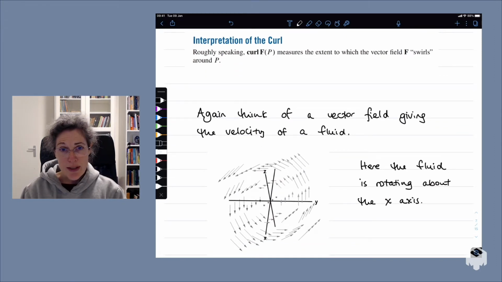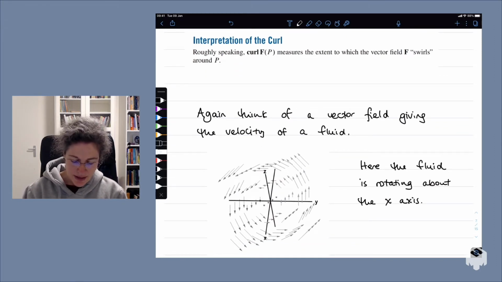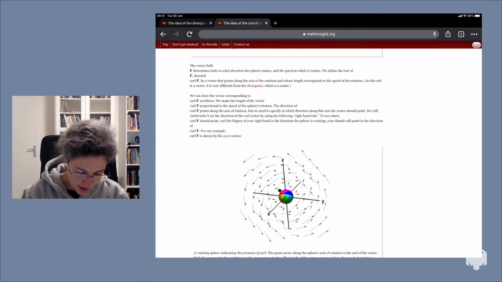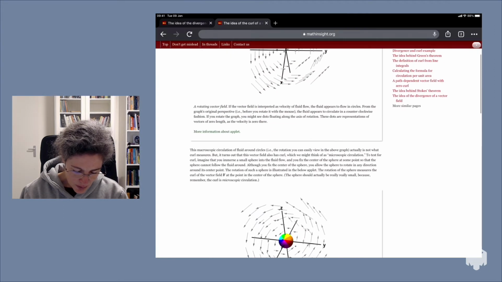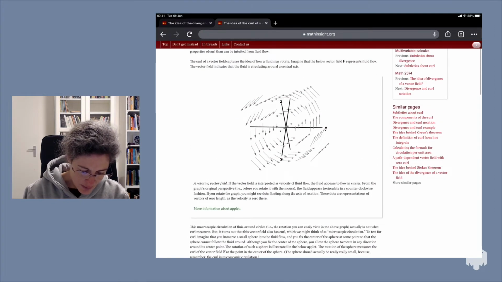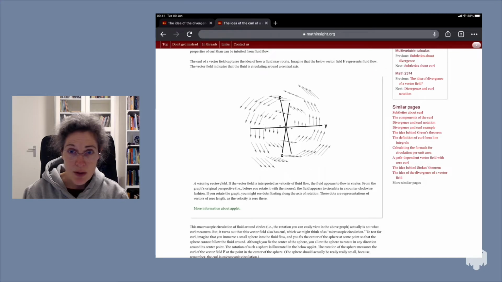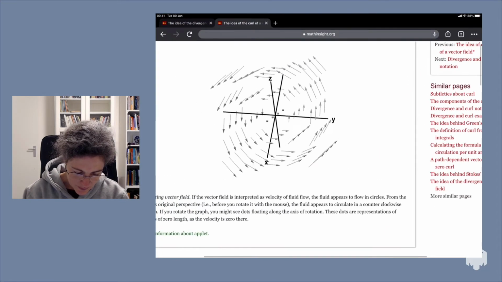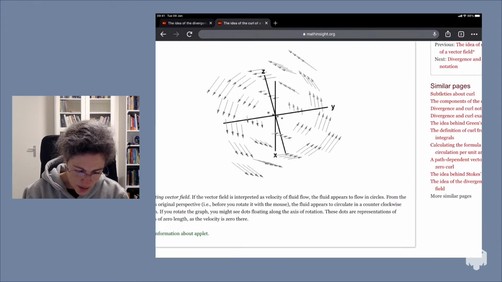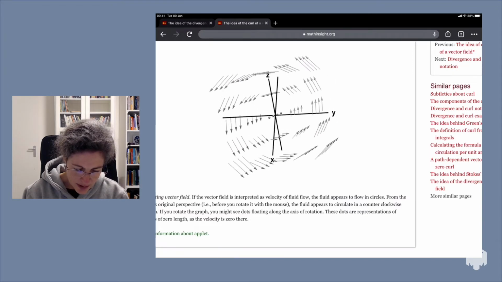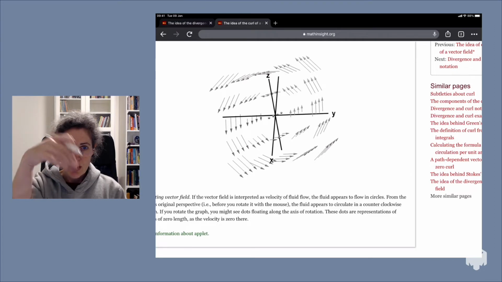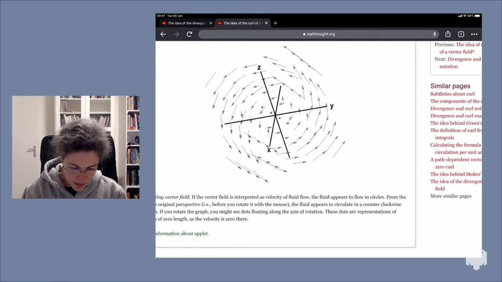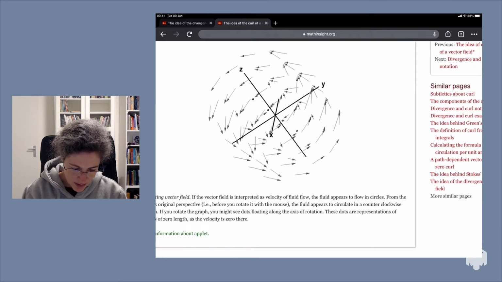Okay, so let's have a look at the curl. And again, it's helpful to go to Math Insight. They have some very nice pictures there. So here's a nice vector field that looks a little different from the one that we've seen before. Let's see if I can make this a bit bigger. You'll notice here we've got a vector field that is essentially rotating around a point. So here's our x-axis.